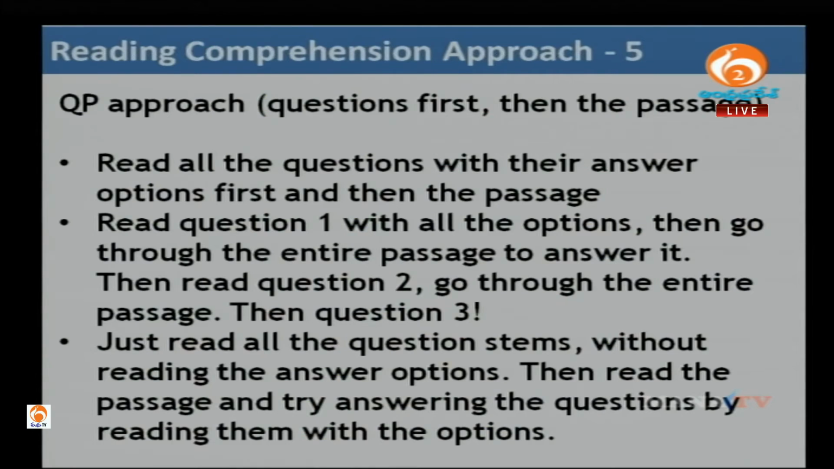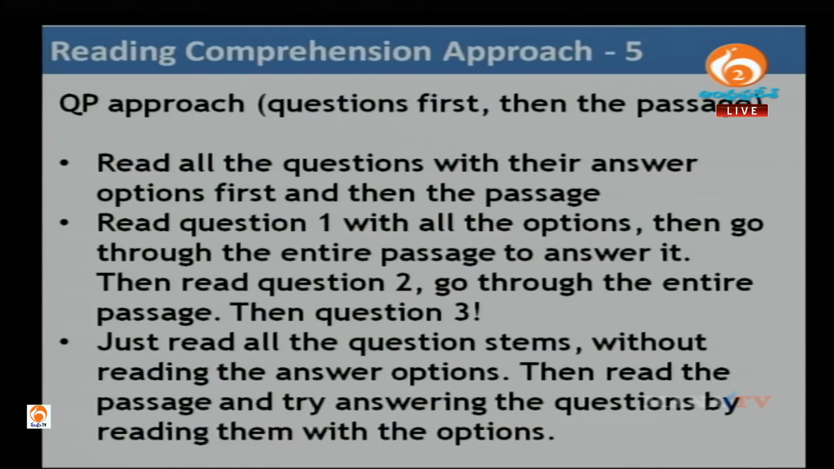So just read all the question stems without reading the answer options, then read the passage and try answering the questions by reading them with the options. So like I said earlier, you can read question 1 and go back and check the entire passage and see if there is a way of answering this. There is the answer in the first para or second para or somewhere in there, or you can go back to question number 2. You need not find the answer immediately, but once you start doing it that way, you will definitely be able to answer a few questions faster, and you will know that you got the right answer.